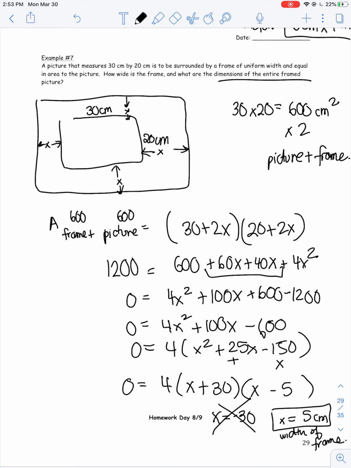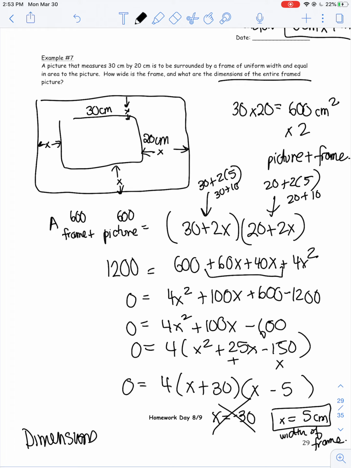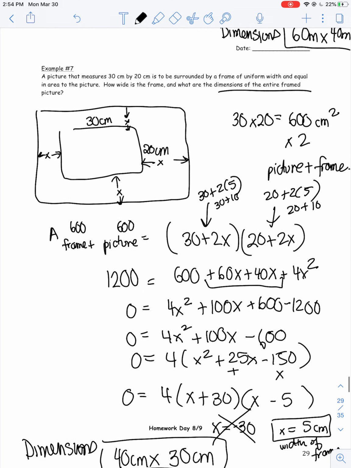So we now know how wide the frame is. So this is the width of the frame. And the dimensions, we need to make sure we answer all the questions, would be in this case, going back here and saying 30 plus 2 times 5, that'll be one dimension. And then the other dimension would be 20 plus 2 times 5. So this will be 30 plus 10, and this will be 20 plus 10. So our new dimensions will be 40 centimeters by 30 centimeters. So that's our final answer.